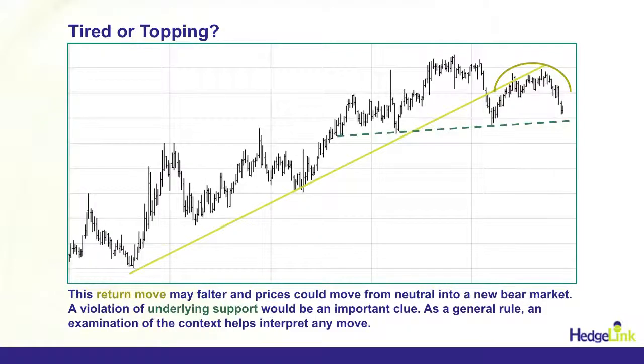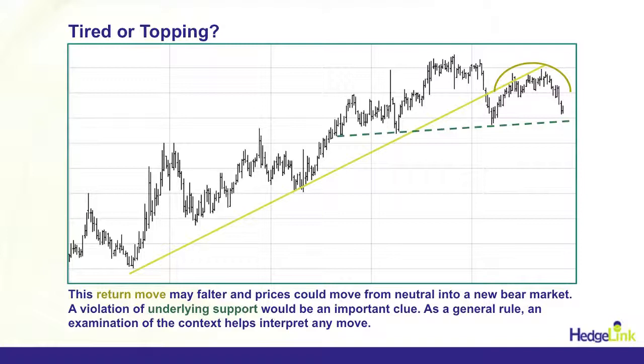Here we have a trend break. You can see the very visible return move up underneath the old uptrend line, but the market is starting to falter again. Indeed, the market is down testing something called horizontal support. And this return move, when it falters and the price is moving from neutral, could take it into a bear market. A violation of underlying support would be an important clue as to its future direction, and as a general rule, an examination of the context helps interpret any move.